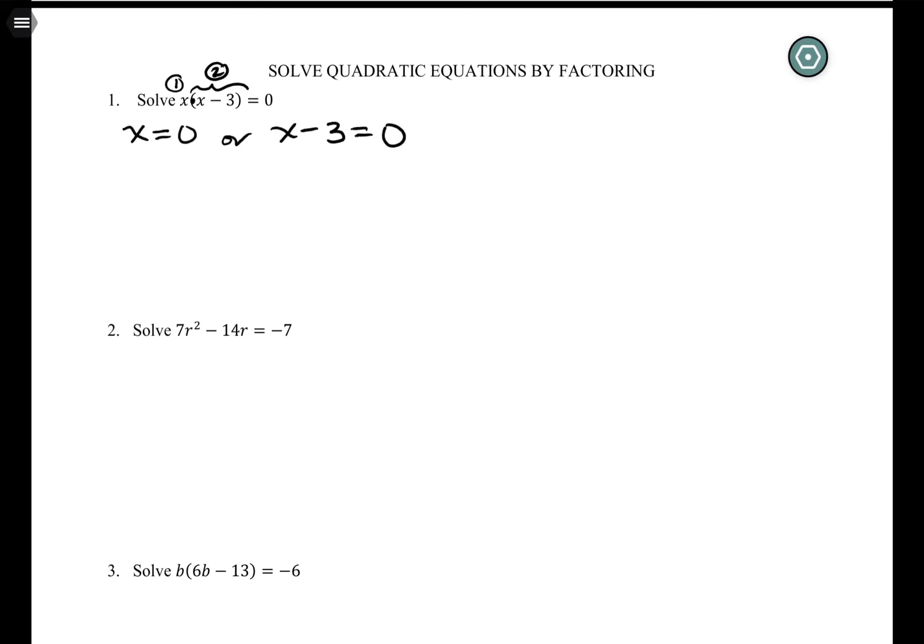The first one's really done, right? We don't have to do anything. If x is 0, then you'll have 0 times -3, and that is 0, done. The other one is really simple to solve, and generally they are pretty darn simple, maybe 2-step equations. We can add 3 to both sides and say, okay, if x equals 3, then we get 3 times 0, which is 0. So those are our solutions. x is equal to 0 or 3.